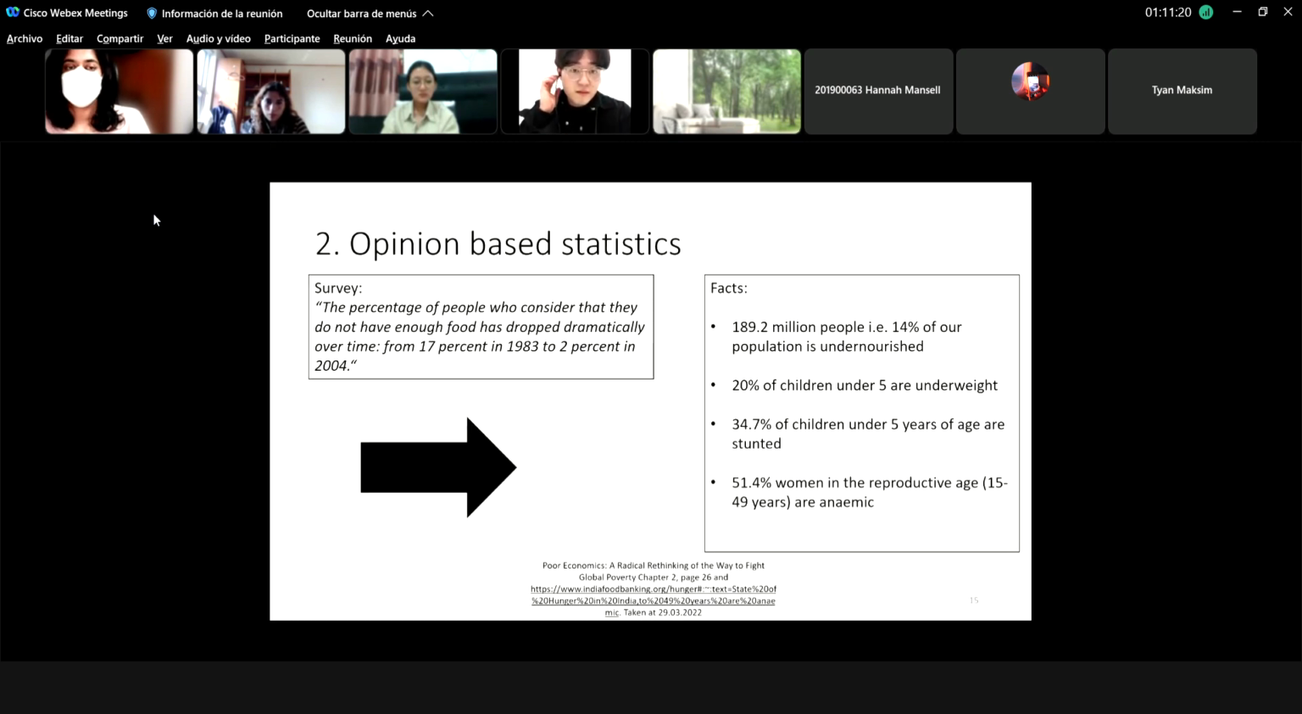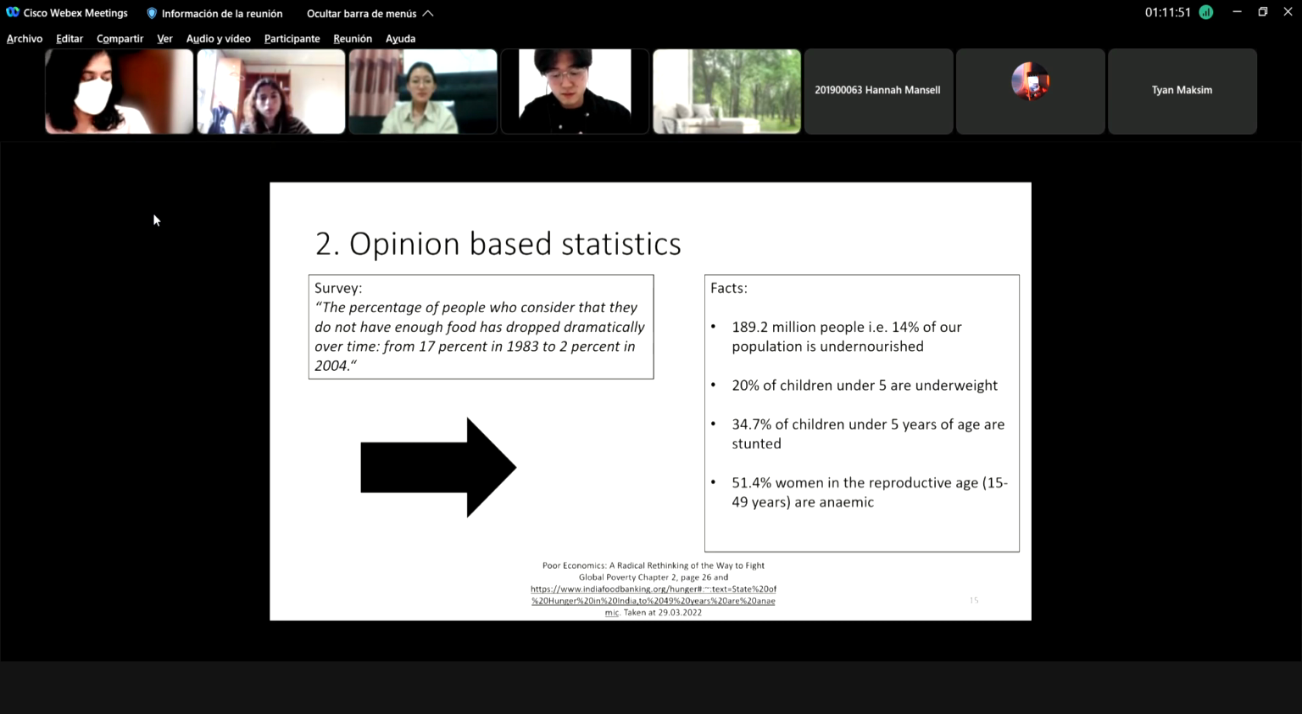So the second point I want to make is that the authors use opinion-based statistics. That's more like some criticism from my side. At one point, they referred to a survey they did in India, and they said the percentage of people who consider that they do not have enough food has dropped dramatically over time, from 70% in 1983 to 2% in 2004.